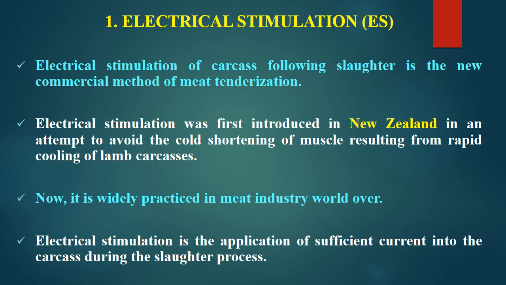chilling. So now it is widely practiced in the meat industry the world over, and electrical stimulation is the application of sufficient current into the carcass during the slaughter process. This process came into practice only to avoid the cold shortening due to early chilling, but later it has been further developed for tenderization, which we are going to discuss step by step.